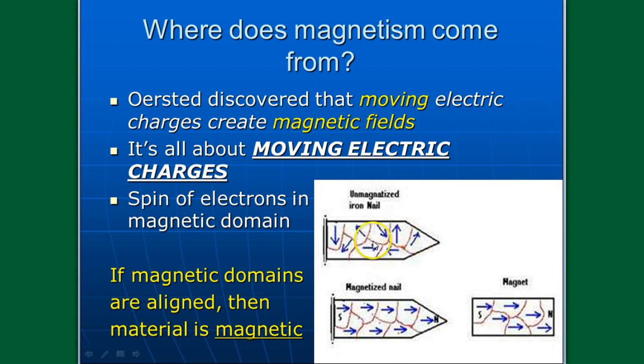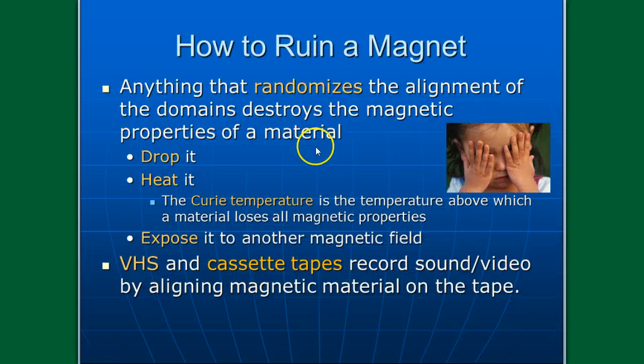And it follows that if we simply align the domains to make a material magnetic, then all we have to do is randomize them, or unalign the domains, to destroy the magnetic properties of a material. And you can do that by dropping a magnet. That causes a lot of vibrations to go through the material. That can unalign the domains. You can heat it up.